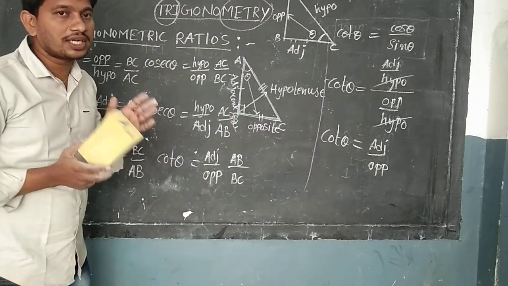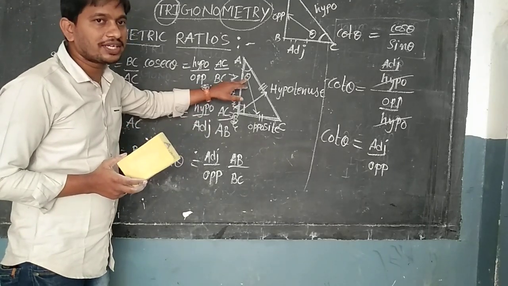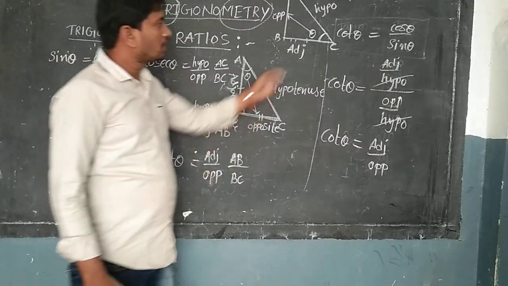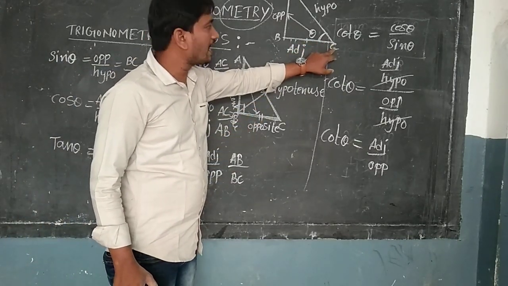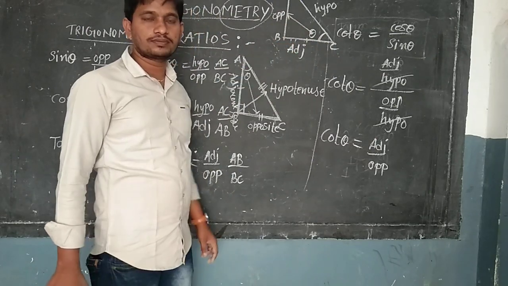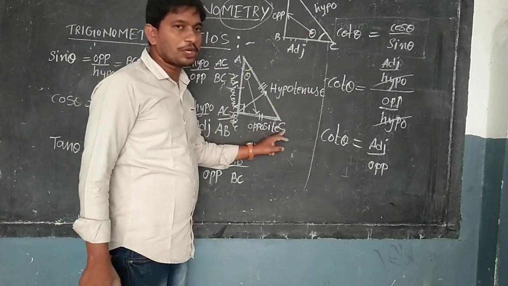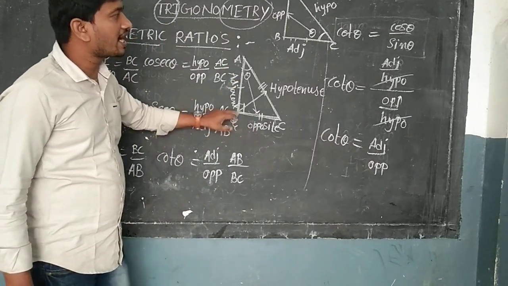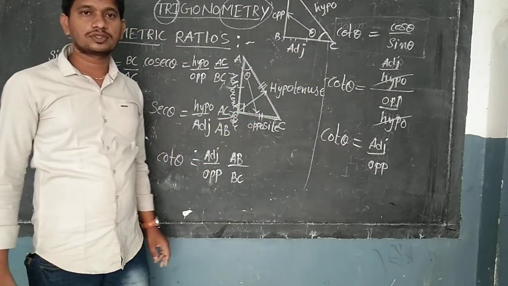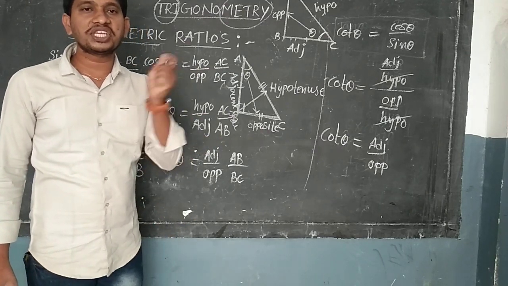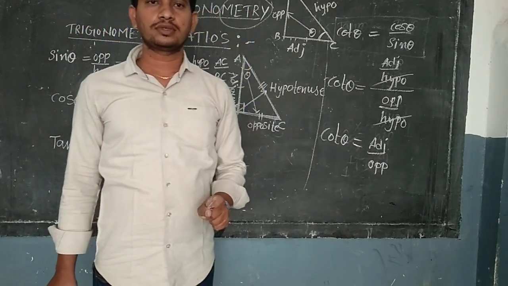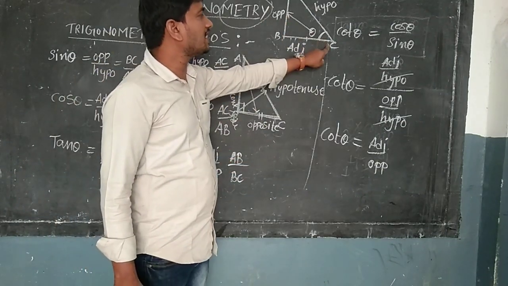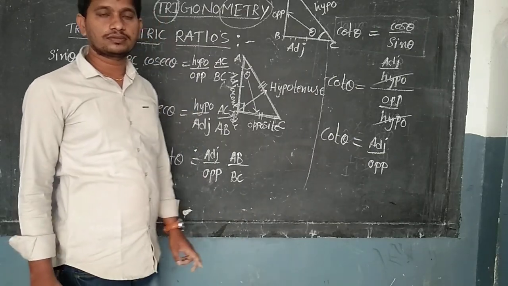Students, try to understand: if the angle is at A, then BC will be opposite. If the angle is at C, then AB is opposite. AC is hypotenuse as it is. Here AB is the adjacent side, but here BC is the adjacent side. Why? Because we are changing the position of the angle. Before, we took the angle at A, and this was opposite. Now we have taken the angle at C, so this will be opposite.